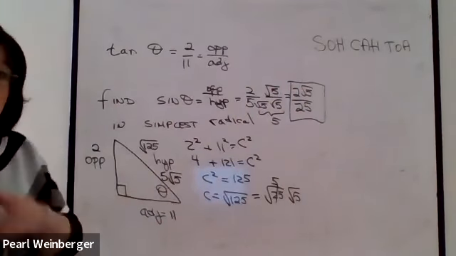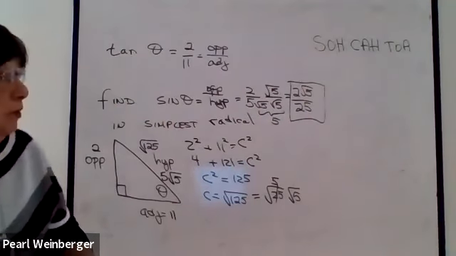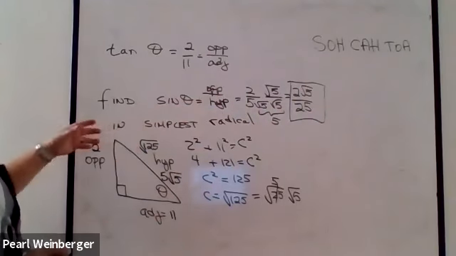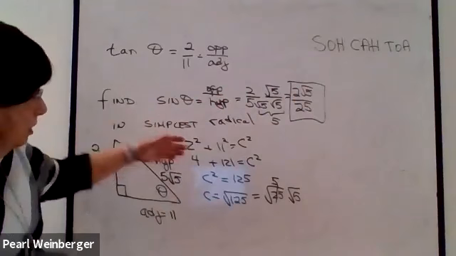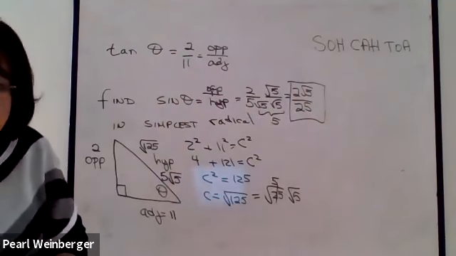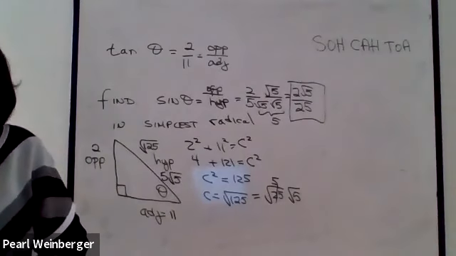Do you see how many different things from different parts of the term we put together? We talked about simplifying radicals. We've talked about the Pythagorean theorem. We've talked about sines, cosines, and tangents. All that came together in this particular problem.